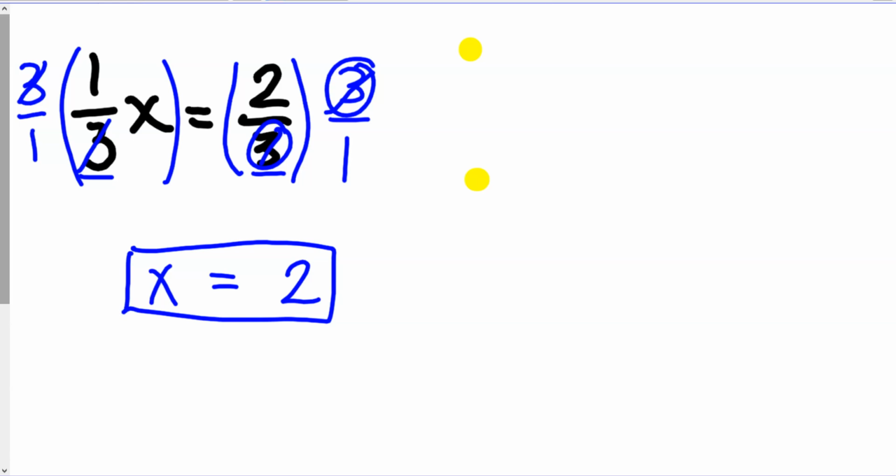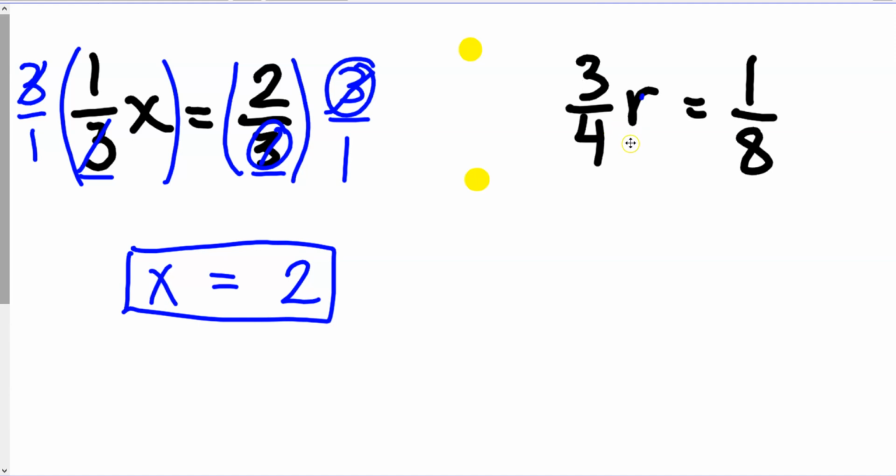Okay, that one worked well because both the denominators were 3. Sometimes you'll have problems where the denominators won't be the same, like this one, 3/4 r equals 1/8. But you do the same thing. You look at both of the denominators and find a common denominator. In this case, the common denominator between 4 and 8 is 8. So I'm going to multiply the whole thing, both sides, by 8.